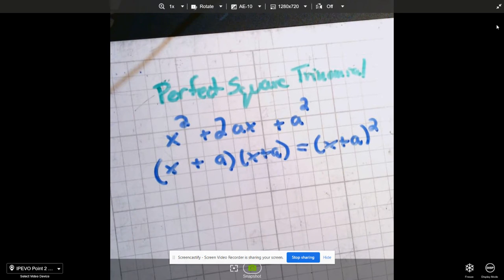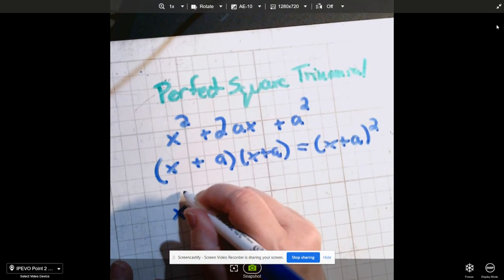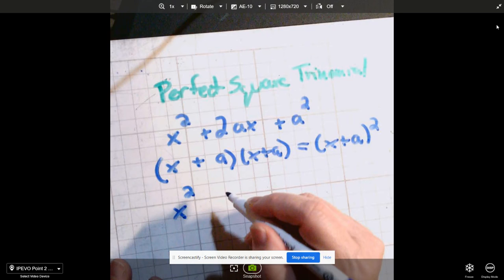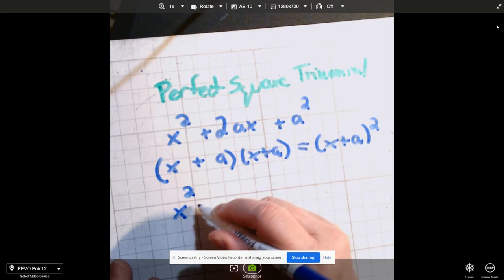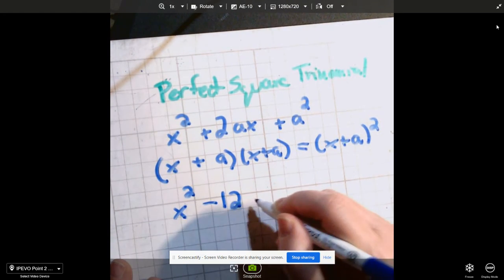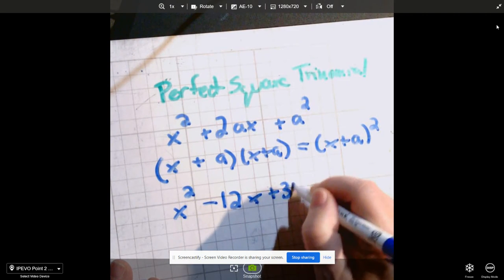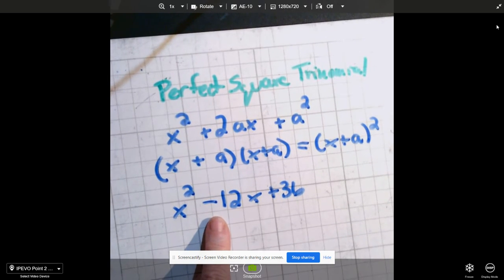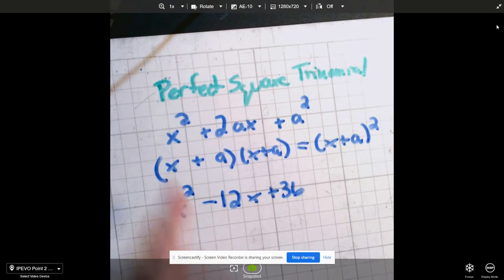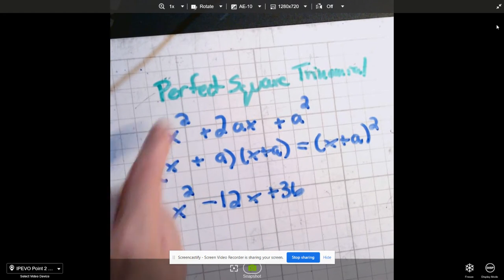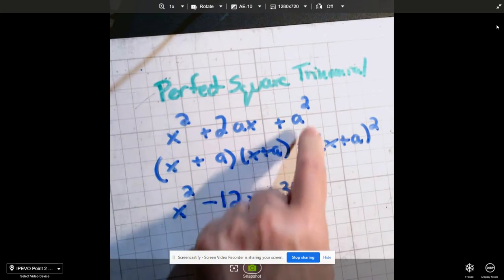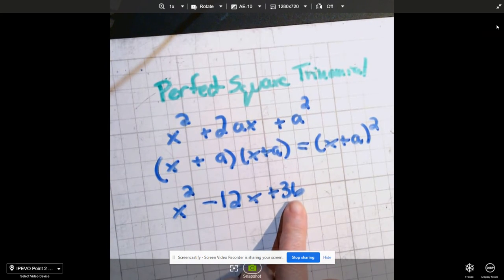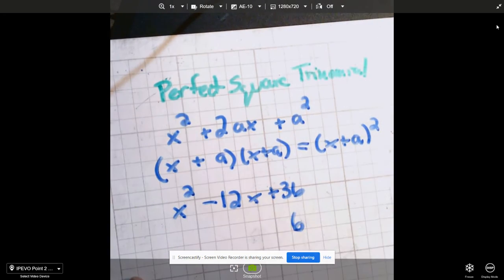An example of this would be x squared minus 12x plus 36. Now, in this case, these don't always have to be plus. As you can see, this is a minus, and we'll take care of that in just a second. So let's check to see if this pattern works. Well, x squared is x squared. The last term is a perfect square because it's 36, so 6 times 6 is 36. So that's the perfect square of that.